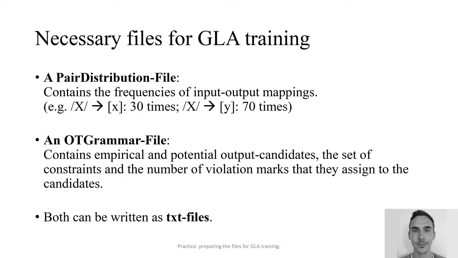In order to train the GLA, we will need to prepare two external files. The first one is the pair distribution file, which contains the frequencies of input-output mappings. For example, input X was realized as X 30 times and as Y 70 times. The second file is the OT grammar file, which contains your proposed constraints and how many violation marks they assign to particular input-output mappings. You can write both files as txt files.